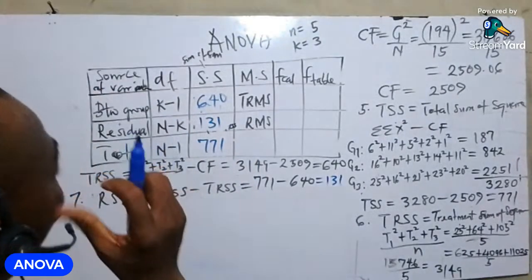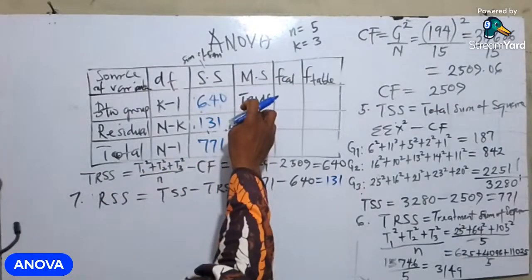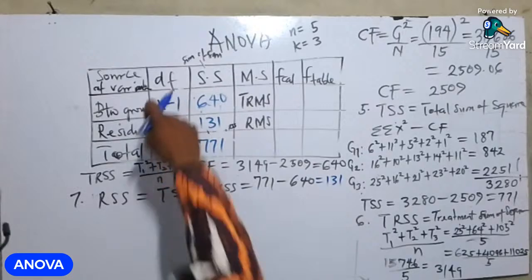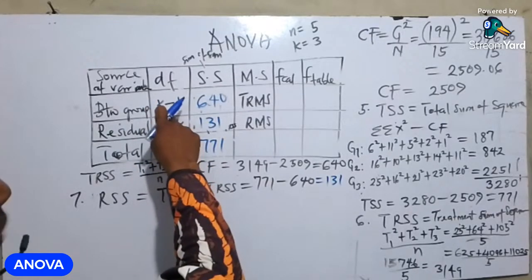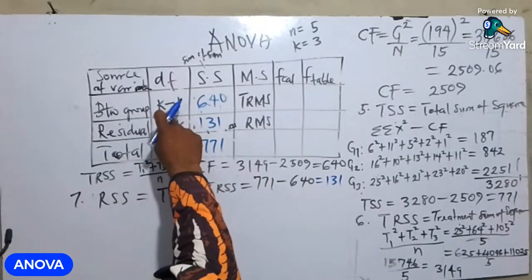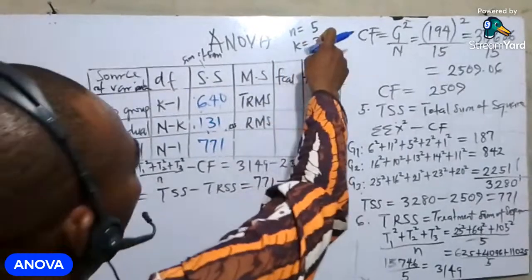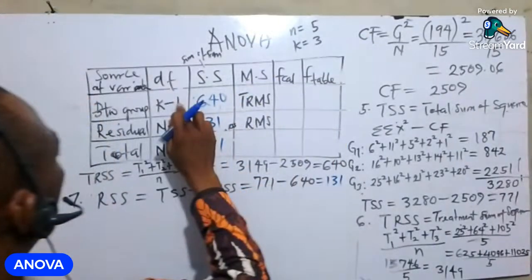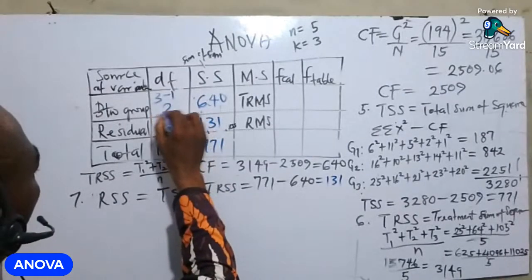So the next thing now is you have to get your TRMS and then RMS. So let's quickly take care of this. K minus 1. Our K is what? Yes, our K is the number of groups. So just take 3 minus 1. This is just 3 minus 1. So that is what? 2.